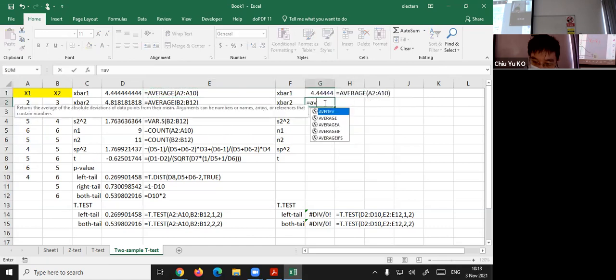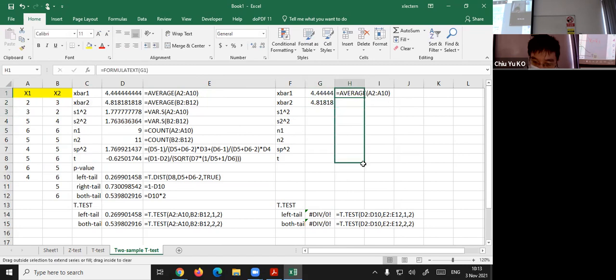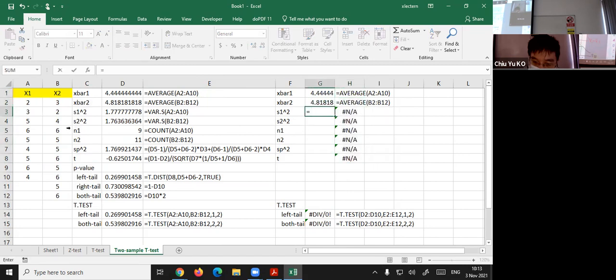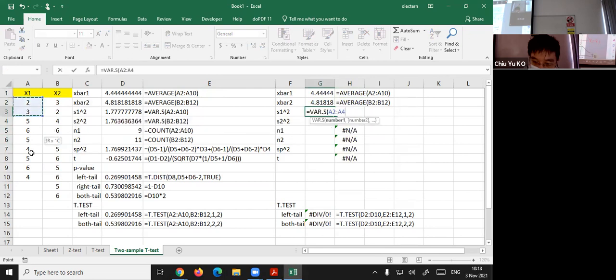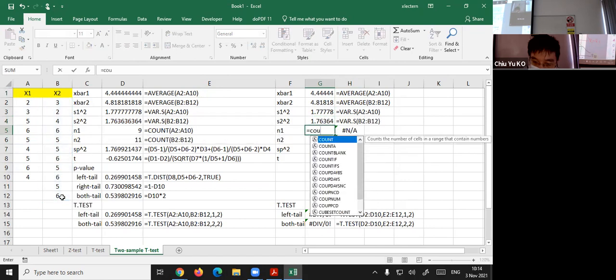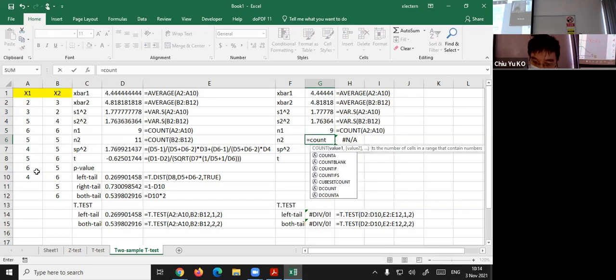Okay. And the average of x2. This is the same: the variance.s, and the variance.s for column B. And n1 is just a count. There's nothing deep here, I just do it again to make sure that you follow me.